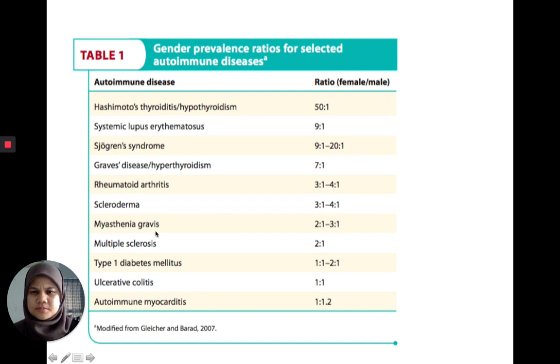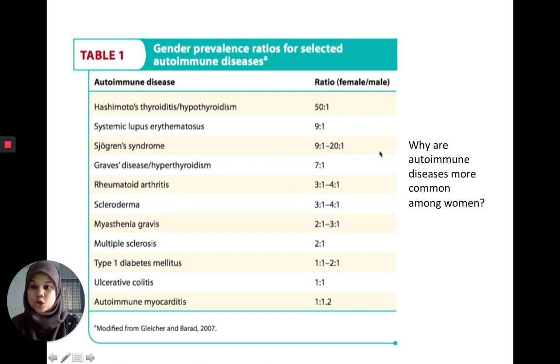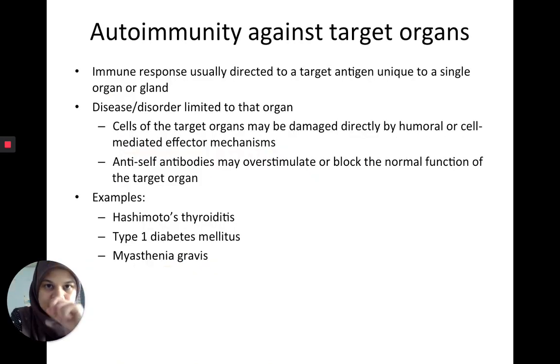So here is some prevalence of different autoimmune diseases and the male to female ratios. Quite interesting, you can see a 50-to-1 ratio for Hashimoto's thyroiditis, so much more common in females. In fact, quite a few of them are much more common in females. So the question is, and I'll open this up on the forum, why do you think autoimmune diseases are more common among women?